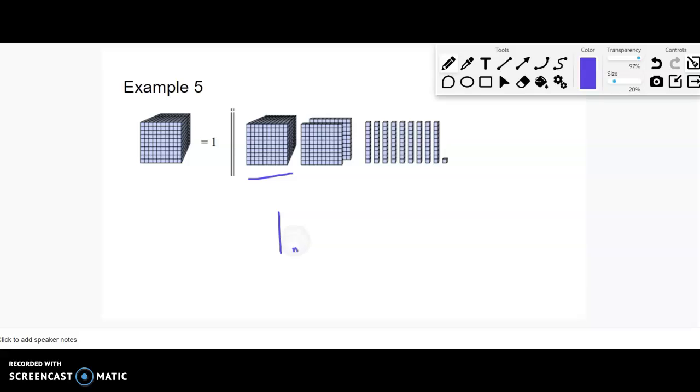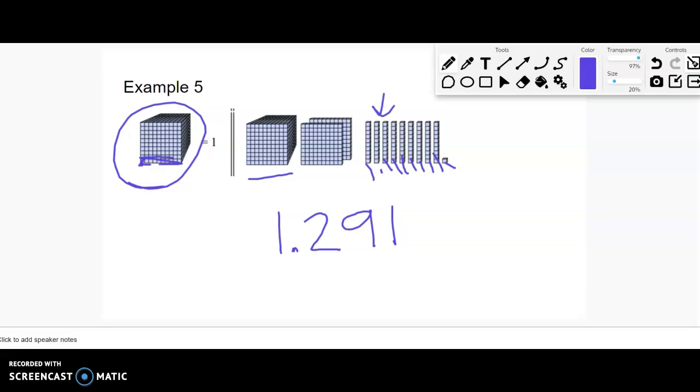Okay, I have one whole. I have 2 tenths. 1, 2, 3, 4, 5, 6, 7, 8, 9 hundredths, and just 1 thousandth. Now, some pictures won't separate it out. They'll just color on here how many there are. So if I were to color in one of these corners, that would be a thousandth. If I were to color in a whole skinny piece, that would be a hundredth. If I were to color in a whole face, that would be a tenth. So just keep in mind that it can be visualized differently.